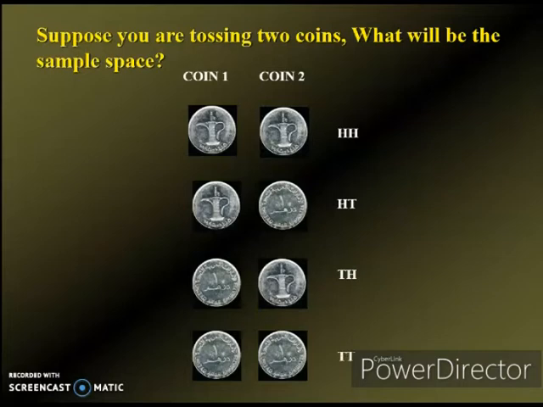So, the sample space is the set of all possible results. If you express head in coin 1 and head in coin 2 as HH, head in coin 1 and tail in coin 2 can be expressed as HT. Similarly, tail in coin 1 and head in coin 2 can be expressed as TH, and the last option as TT. So, what will be the sample space? It is the set {HH, HT, TH, TT}.